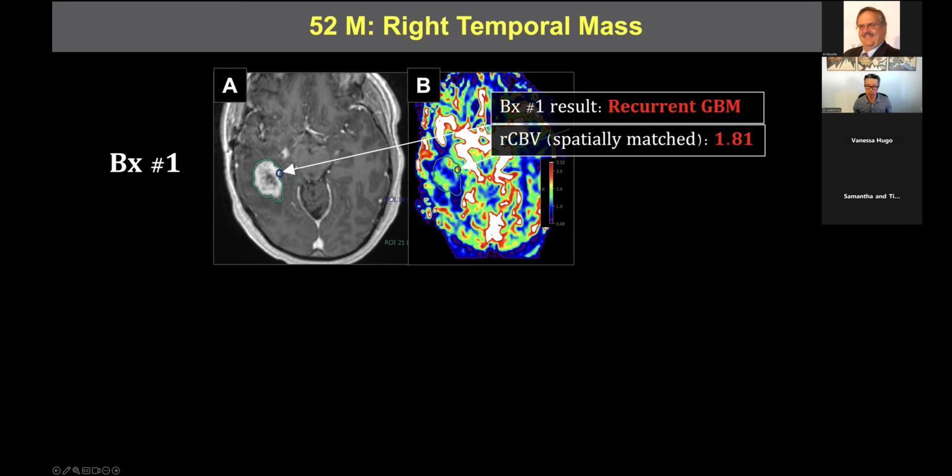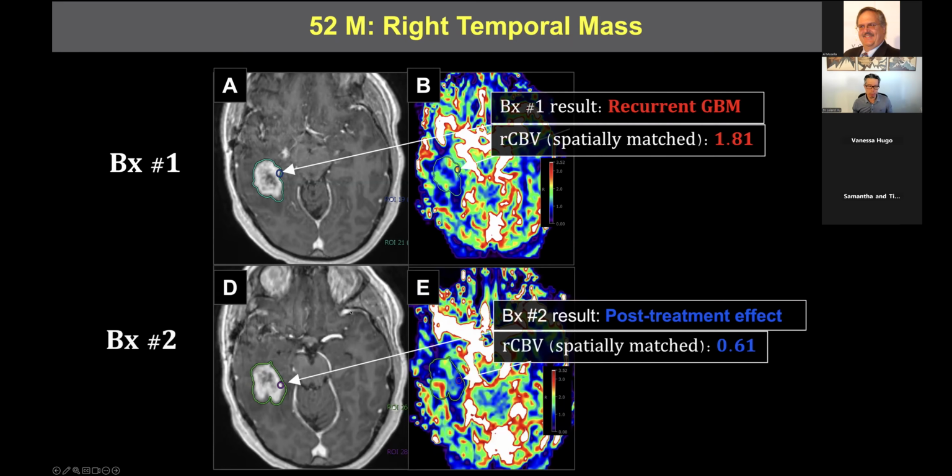And in fact, if we get a localized RCBV measurement that corresponds with the location of where that biopsy came from, we get an RCBV value of 1.81, which is well above that mean value of 1.05, if you recall, when we averaged over the whole lesion. Meanwhile, if we look at biopsy 2, that came back as post-treatment effect. And if we measure the RCBV from that location, we get 0.61, which is well below that mean overall value.